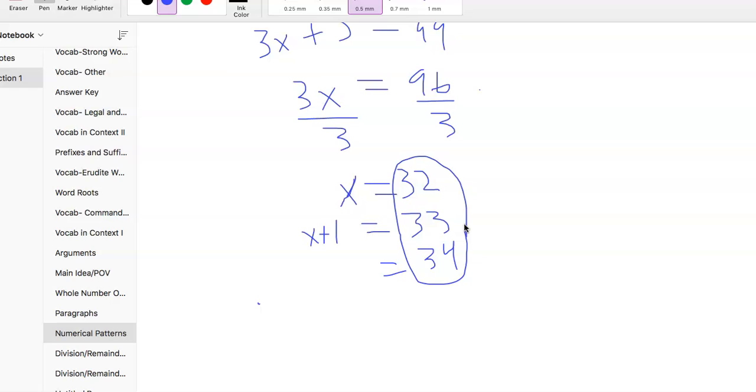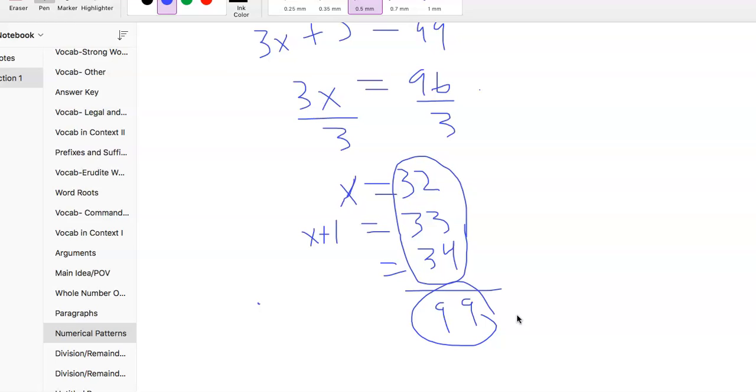And so if you want to make sure that it's right, if you go ahead and add up 32, 33, and 34, 4 plus 3 is 7, plus 2 is 9 over here, and 3 plus 3 plus 3 is 9. We got 99. Looks like we have a good answer.